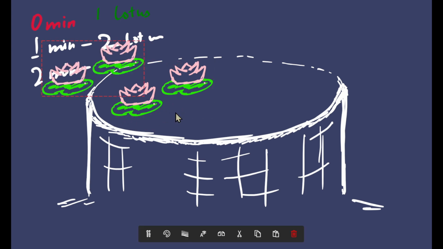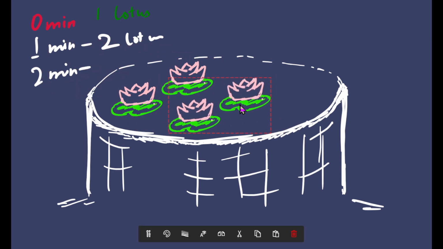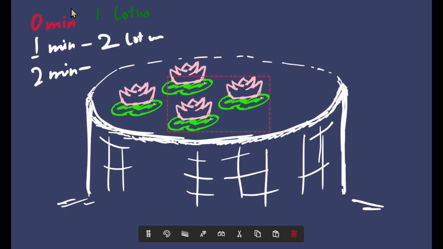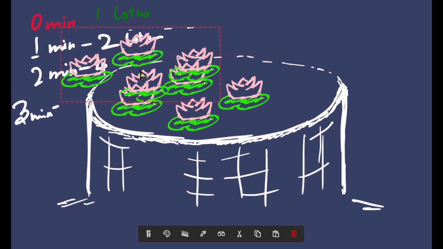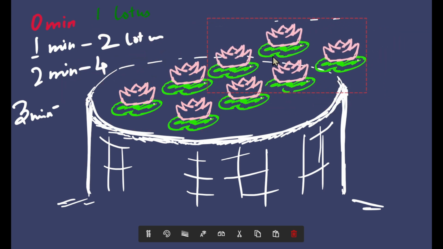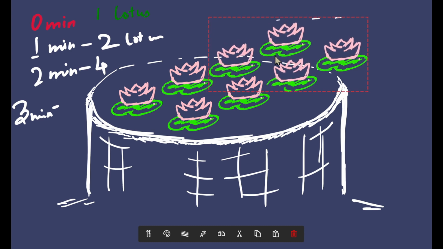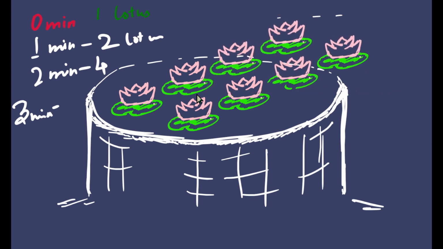four lotuses in total. So these are four lotuses in the pond, and at the end of the third minute, you guessed it right, there will be a whopping 8 lotuses. All these 4 lotuses will double. So however many lotuses are there in the pond are going to double, and there will be 8 lotuses. My diagram doesn't fit in there, but assume that there will be 8 lotuses inside the pond.